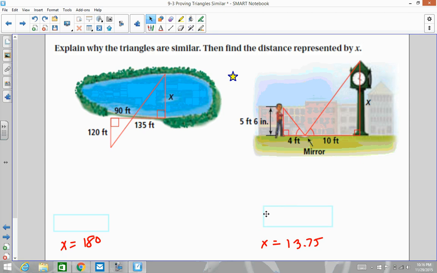If you messed up on this one, let me point something out to you. How'd you use that? 5 feet 6 inches. Isn't that 5 feet 5.5 feet? If all our measurements are in feet, you need to put it all in feet. All right, so maybe that'll help you get that one right.